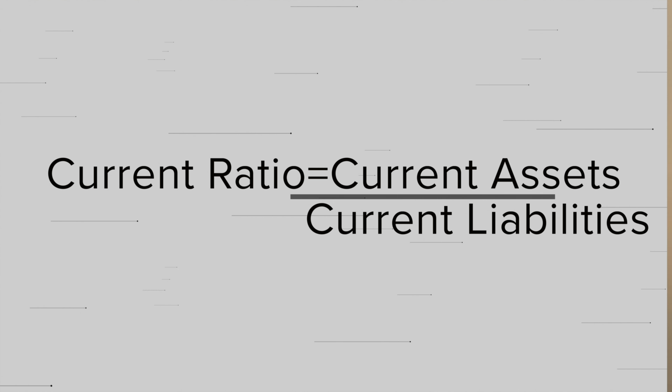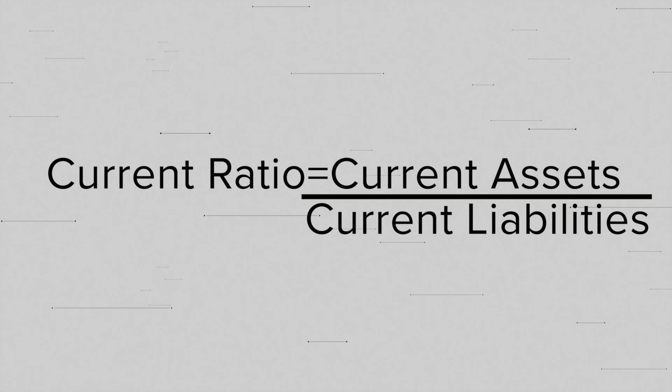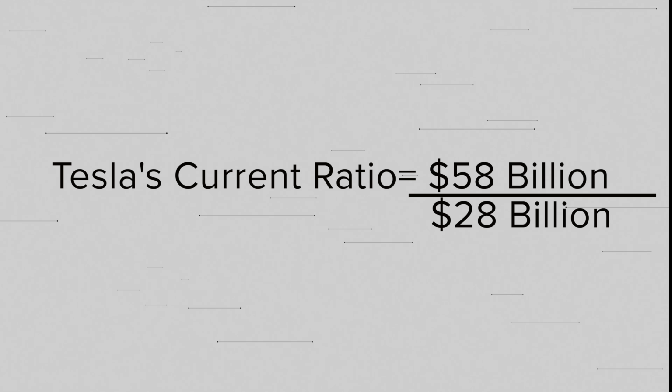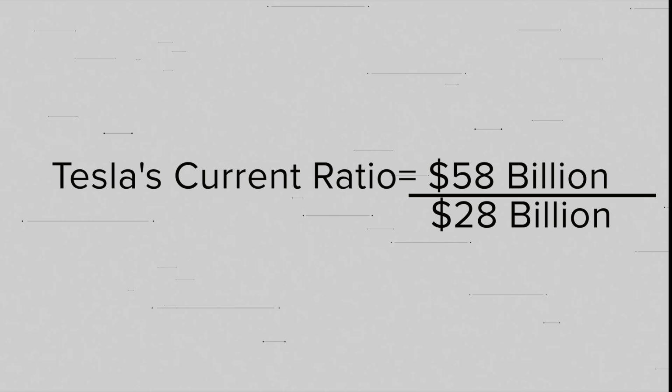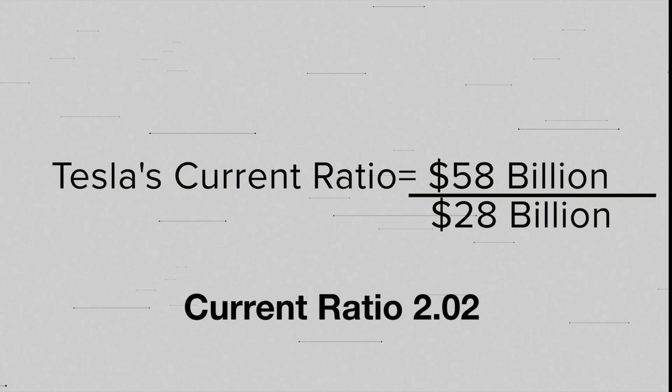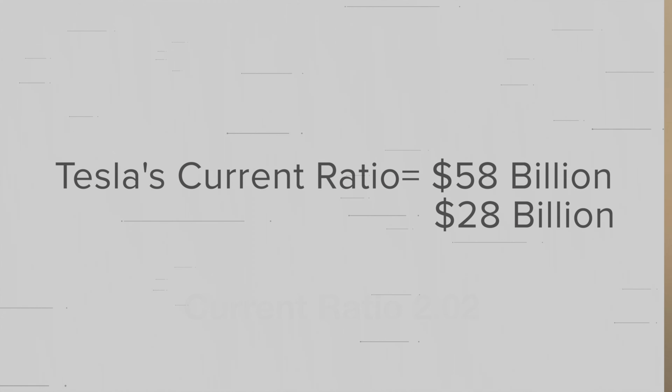All right, here's the formula. Our current ratio equals current assets divided by current liabilities. So now let's plug in our numbers from Tesla's 10K. Tesla has $58 billion in current assets and $28 billion in current liabilities, giving us a current ratio of 2.02. So what does that mean? A ratio above 1 means you have more assets than short-term debts, which is good. But if it's way too high, like above a 3, you might be hoarding cash instead of using it productively.